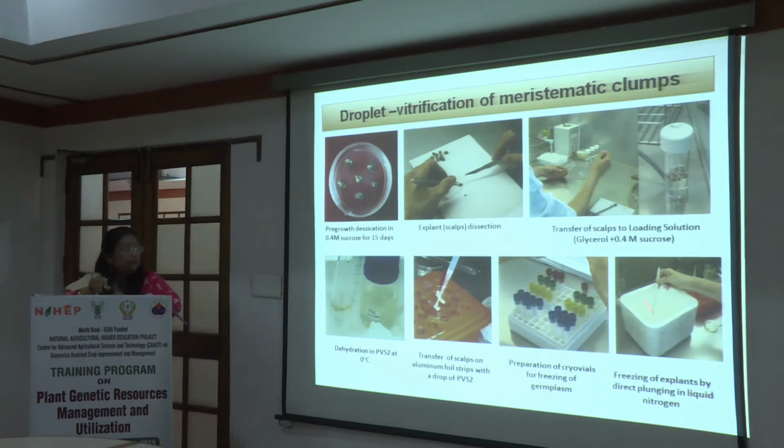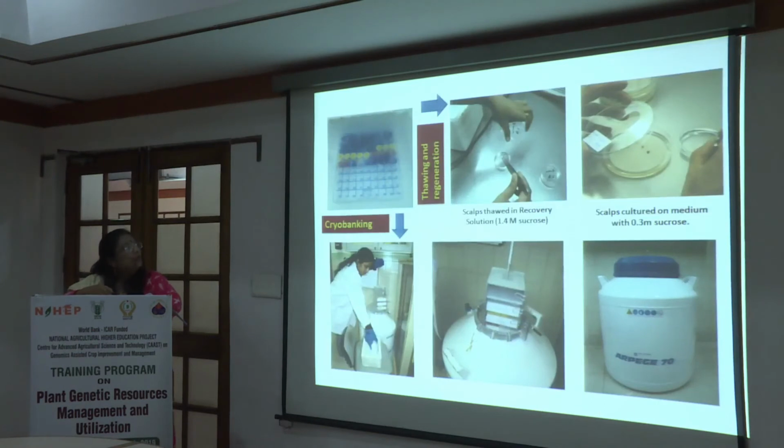After that, they are transferred under cryoprotectant to a droplet on an aluminium foil, transferred to cryovials, and then frozen in liquid nitrogen. Then they can be stored in the gene bank, the cryogene bank, or a subsample can be taken out to test for regrowth. And this is how we do the cryobanking. I hope there will be a demo today.